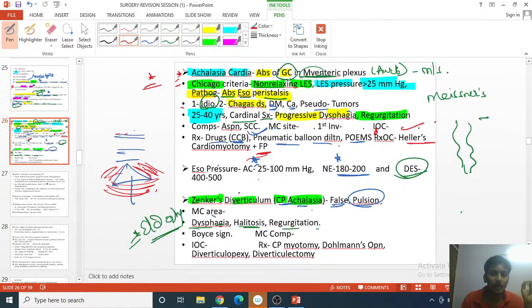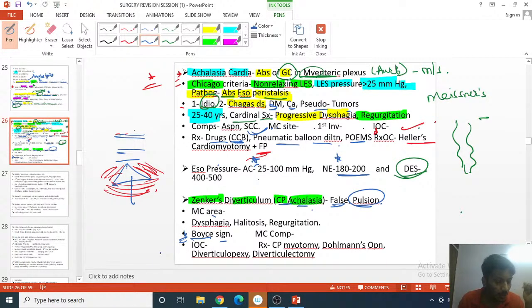Then you can perform a Boyce sign. What is Boyce sign? Anybody? Boyce sign is when you apply pressure on the swelling. Okay, so the patient would present also with the swelling many a times, a midline swelling, and when you press that swelling, it leads to a gurgling sound. Okay, a gurgling sound on pressing the swelling is known as Boyce sign.